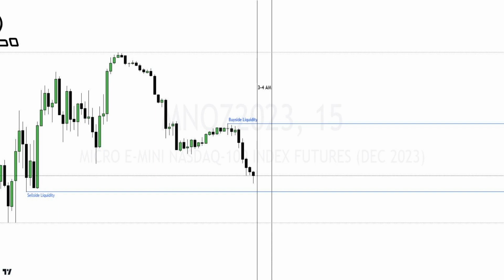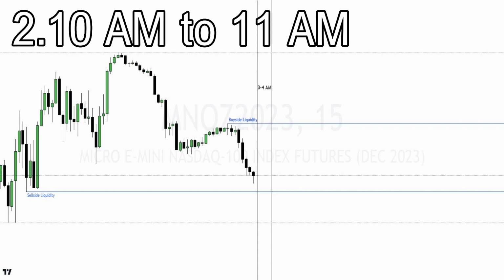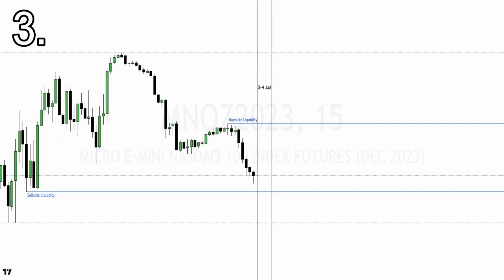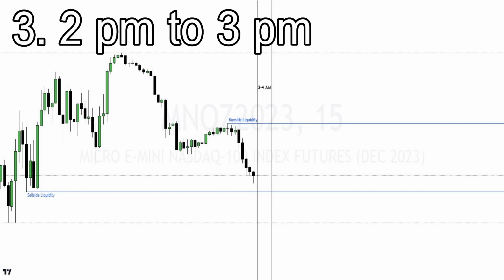So the second tradable hour is between 10 a.m. and 11 a.m. New York local time. And the third and final tradable hour is between 2 p.m. and 3 p.m. New York local time.